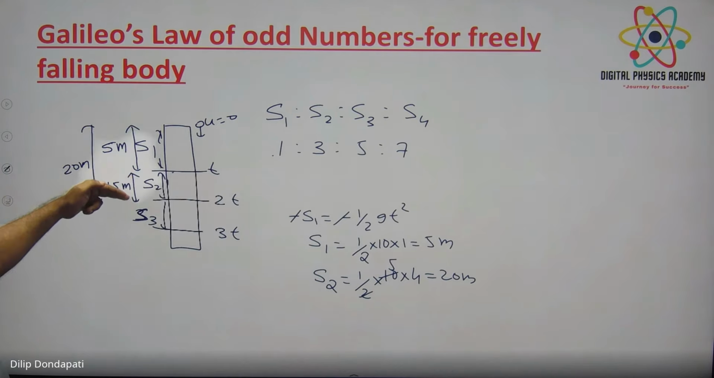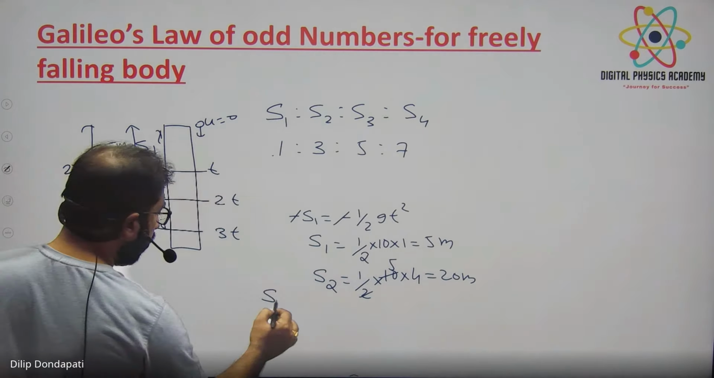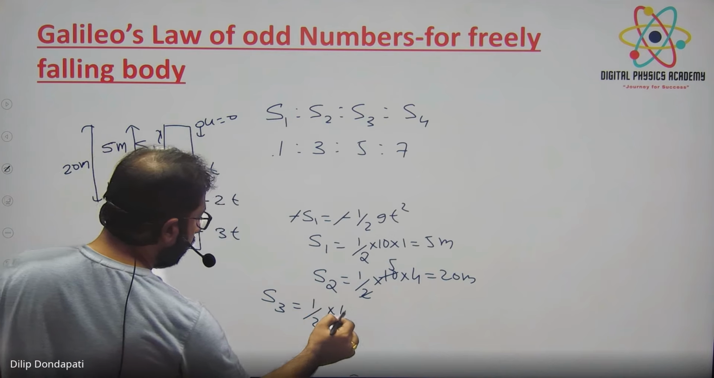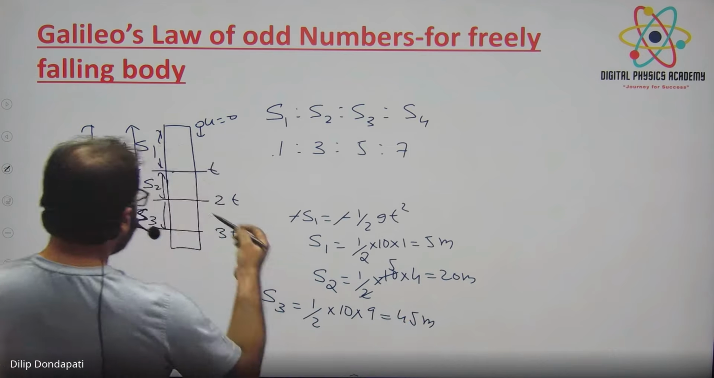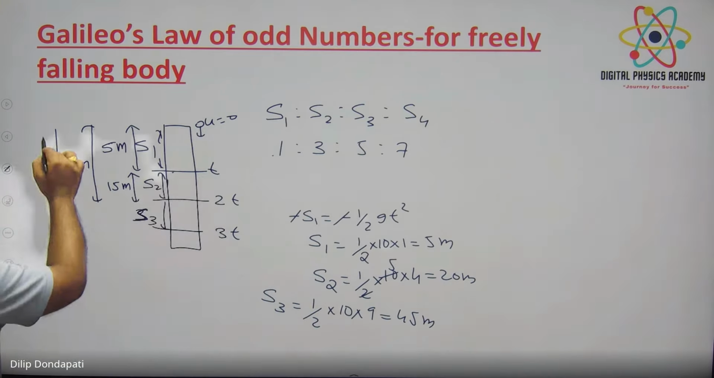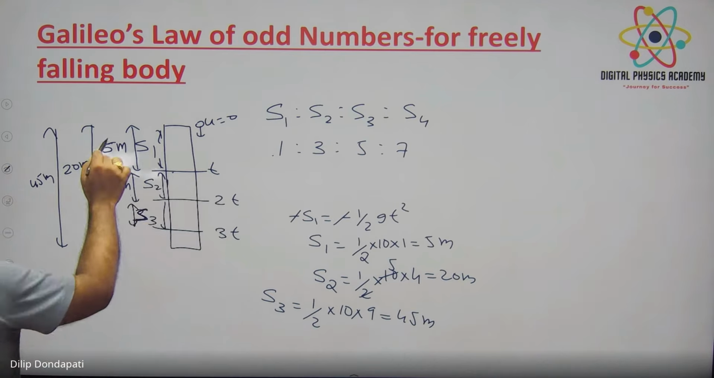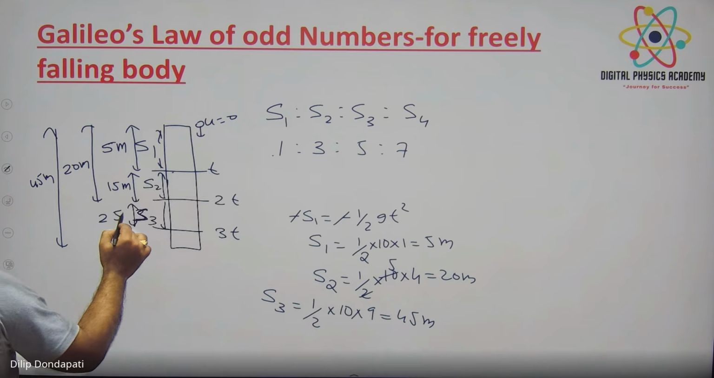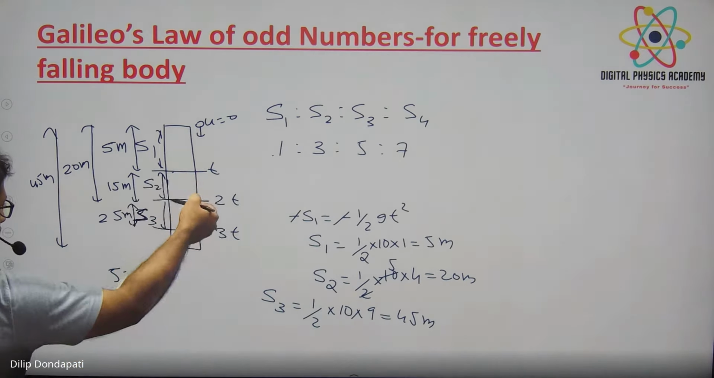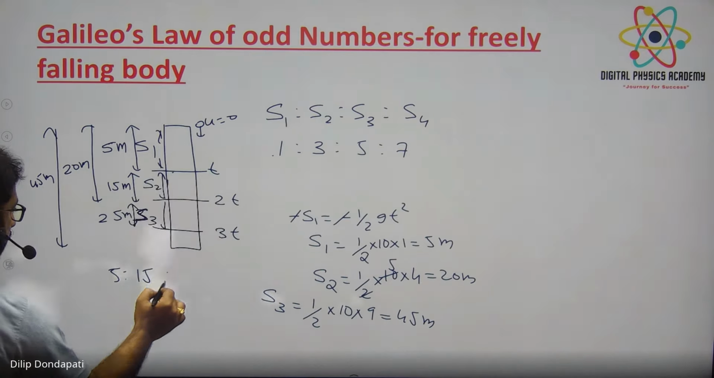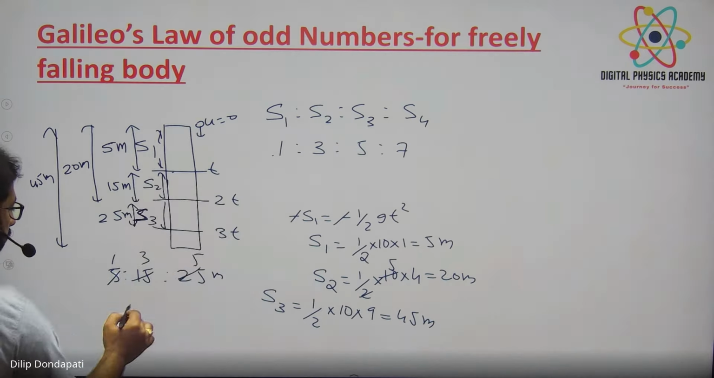So it will be in the ratio 1:3:5. Similarly, find the displacement in 3 seconds. Half into g into t square. 3 square is 9. So how much? 45 meters. In the full 3 seconds it covered 45 meters. That means from here to here, how much distance was covered? 25 meters, right? Now what is the ratio? In successive time intervals, in the next second how much? 15 meters covered, and in the next second 25 meters covered. That means 1:3:5 ratio, like odd numbers.